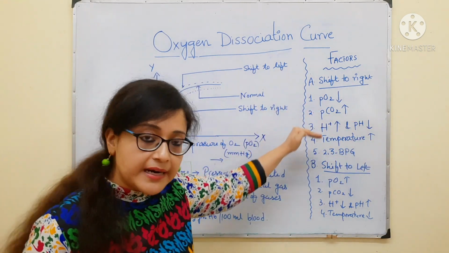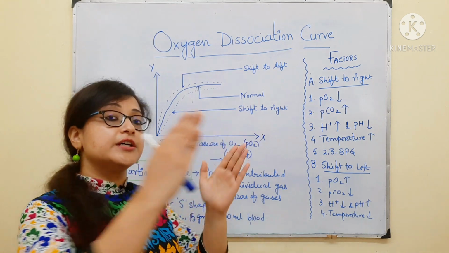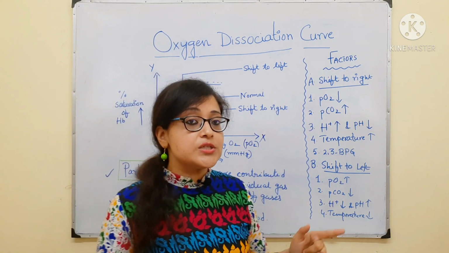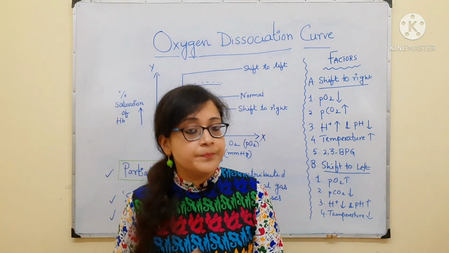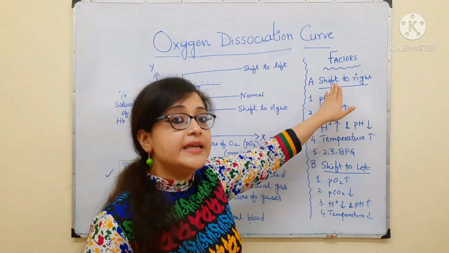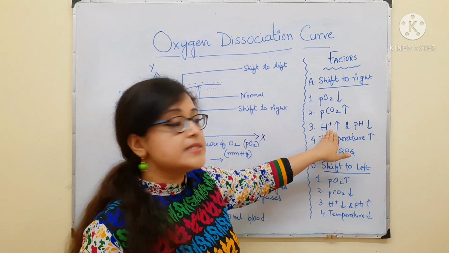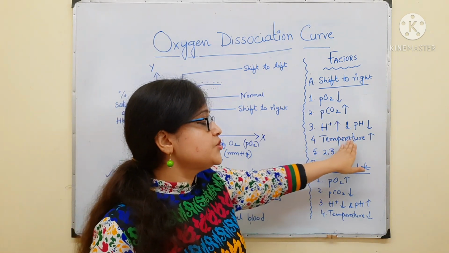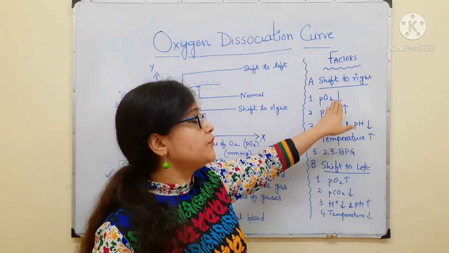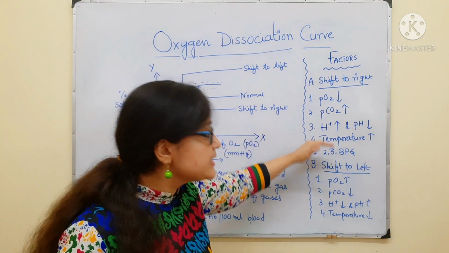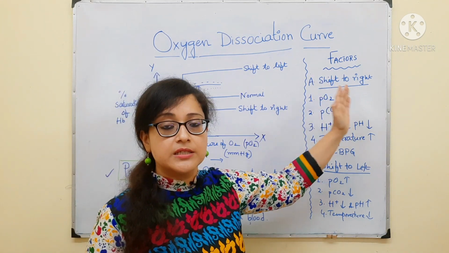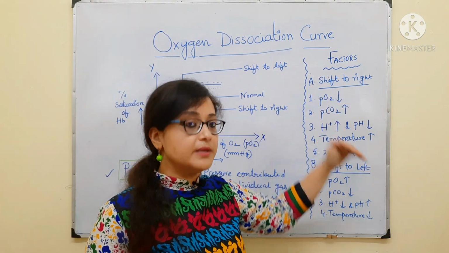So, these are the 5 factors that will lead to the shift of the curve to the right. That means these factors will promote dissociation of oxygen from hemoglobin. I repeat the factors: partial pressure of carbon dioxide will be increased, H plus ion concentration will be increased, temperature will be increased, presence of 2,3 BPG and partial pressure of oxygen will be decreased. When these features are there, the curve will be shifted to the right. So, it will promote the dissociation of oxygen from hemoglobin.